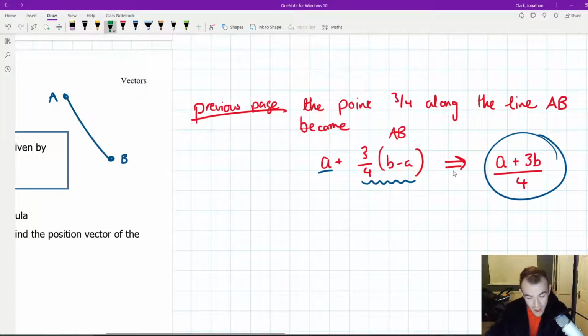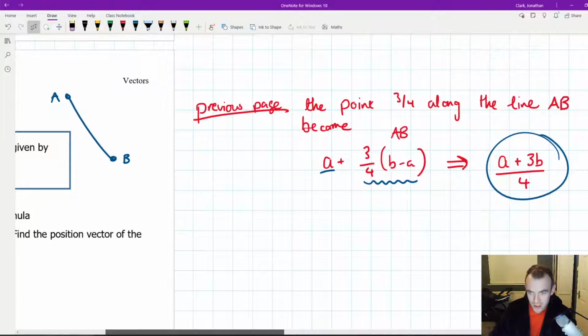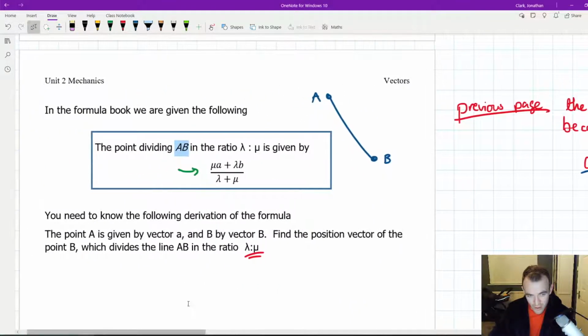What we found out was if we want to find a point 3/4 along the line AB, we could go along A, and then we could go 3/4 of along the line AB, which is equivalent to B minus A. We broke up the algebra and found that this fraction, A plus 3B over 4, can get us there. That's convenient, in some ways it's faster. The other thing that's quite good about this is we can generalize it to any fraction, any ratio. It wouldn't have to be 3/4 of the way along. It could be a fifth or 4/5 or 4/7, whatever fraction, whatever ratio, we can do it. And this is the formula over here.